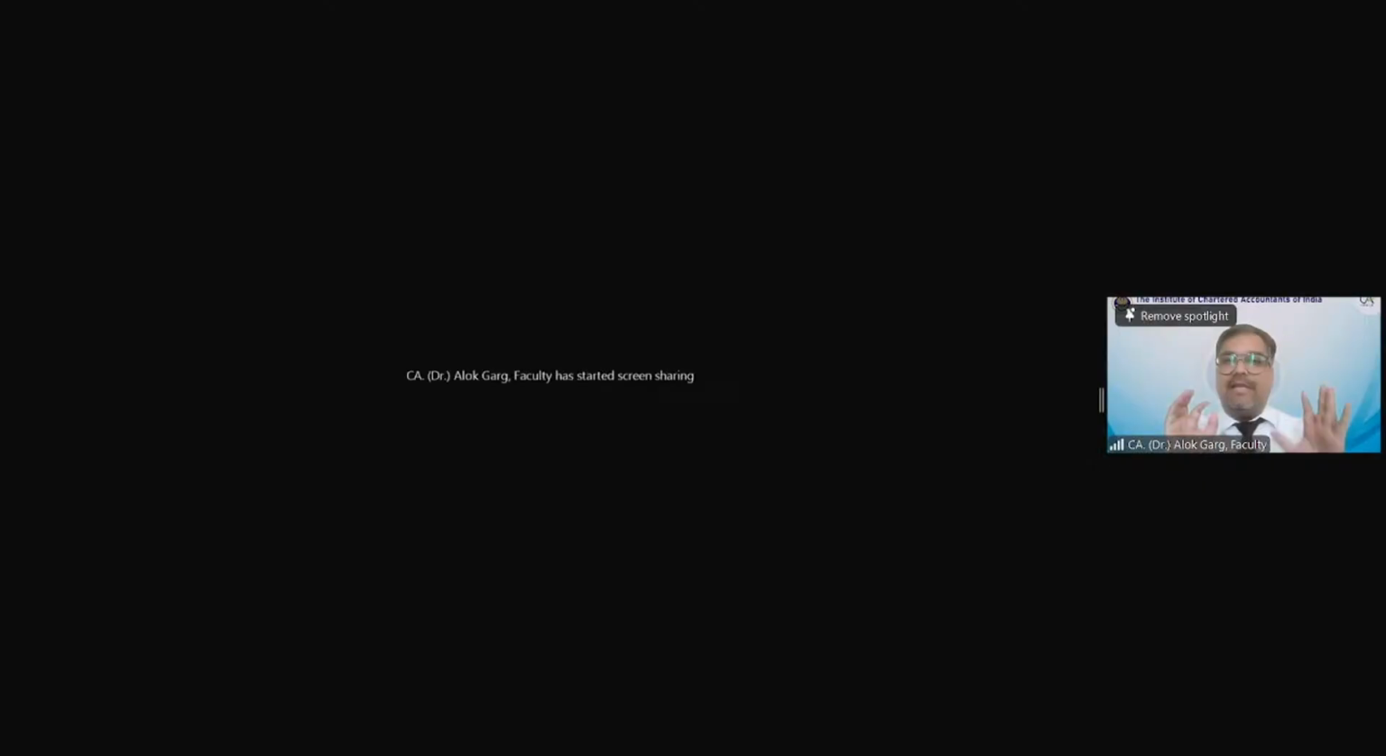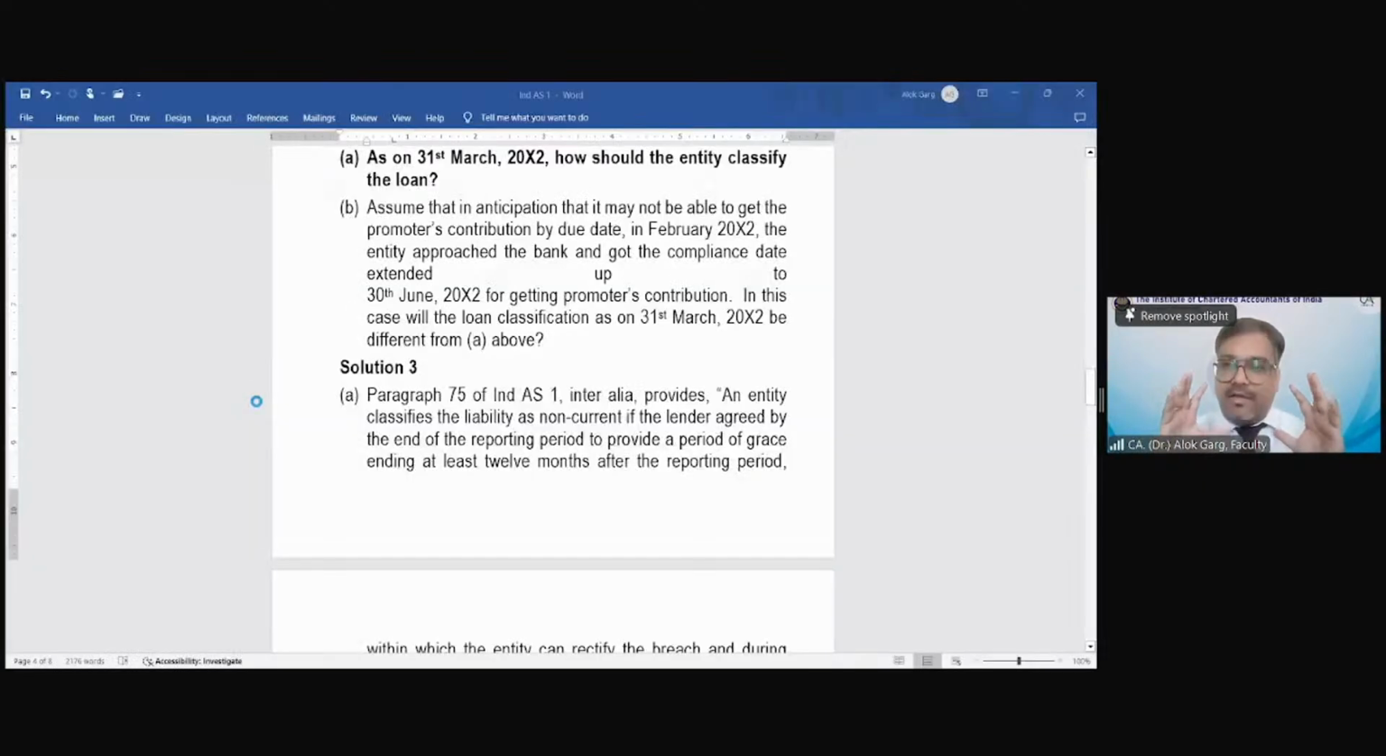Payable on demand. Means right now the nature of this loan is current liability only. The nature of this loan is repayable on demand. The only thing is bank has given them a grace period of 3 months. They don't have an unconditional right to defer the settlement after 12 months. Either they have to meet this condition or they have to pay the money. And as on balance sheet date, because they have already made a default.